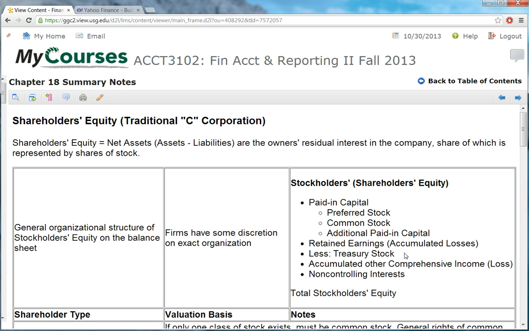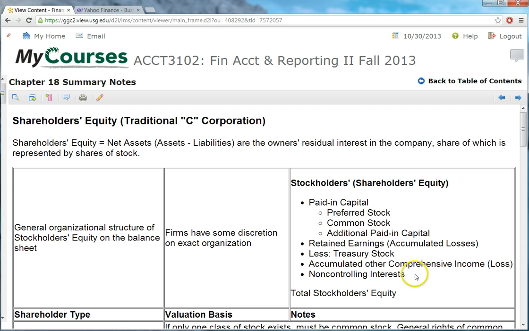So for example, if Delta Airlines goes into the market and buys Delta Airlines stock, takes it out of circulation, that's going to be treasury stock. This is not Delta Airlines going and buying 3M stock. That would be an investment in an asset. This is when a company goes out and repurchases its own shares of stock. That's going to be called treasury stock.